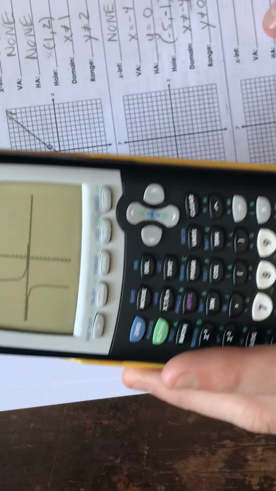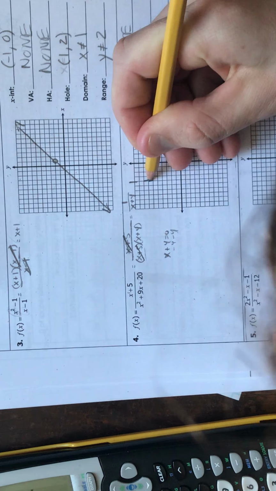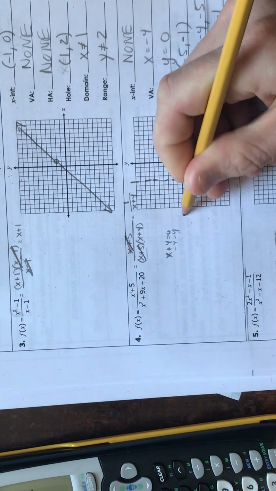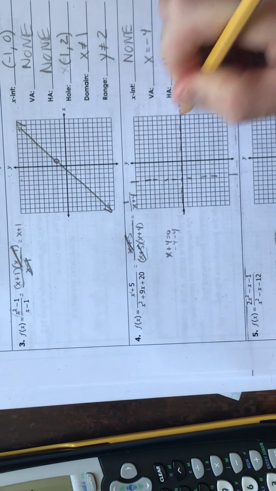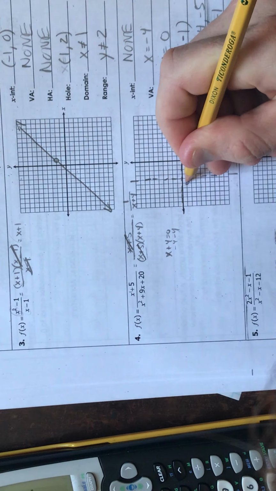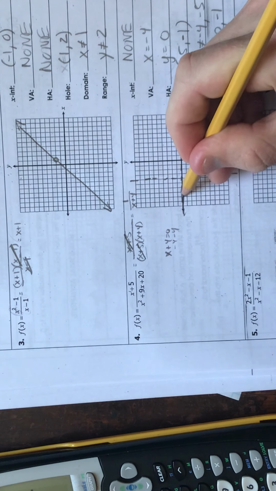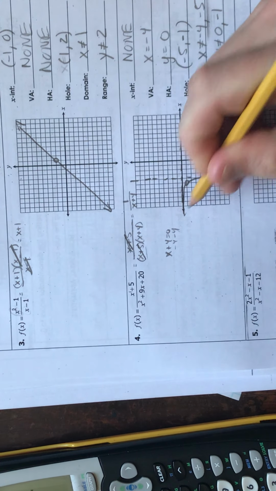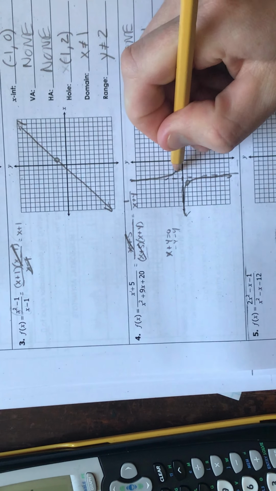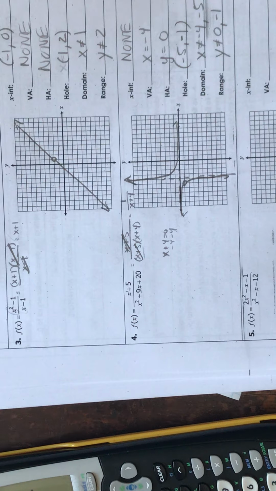And you'll notice I get something that looks like this right here. And remember, I have a vertical asymptote at negative 4, another one at y equals 0, and then I have a hole at negative 5, negative 1. So there's a little open circle at negative 5, negative 1. And if we look at our graph, remember, you can use Desmos if you don't have a graphing calculator. It looks something like that right there.